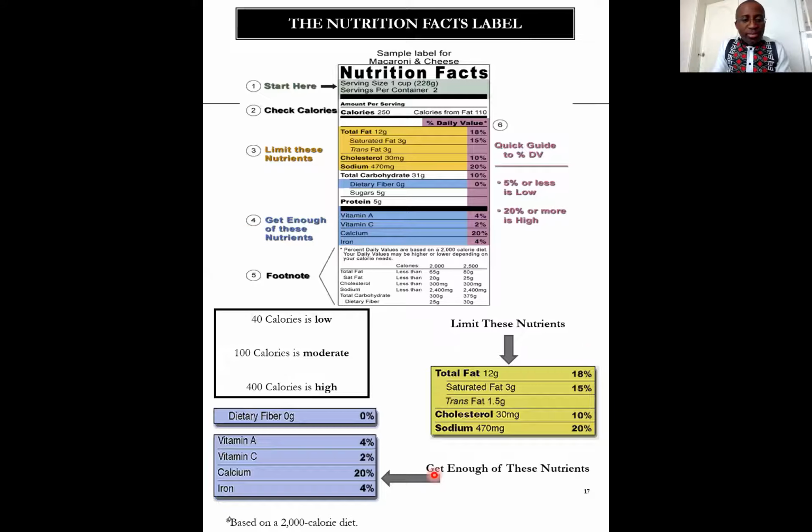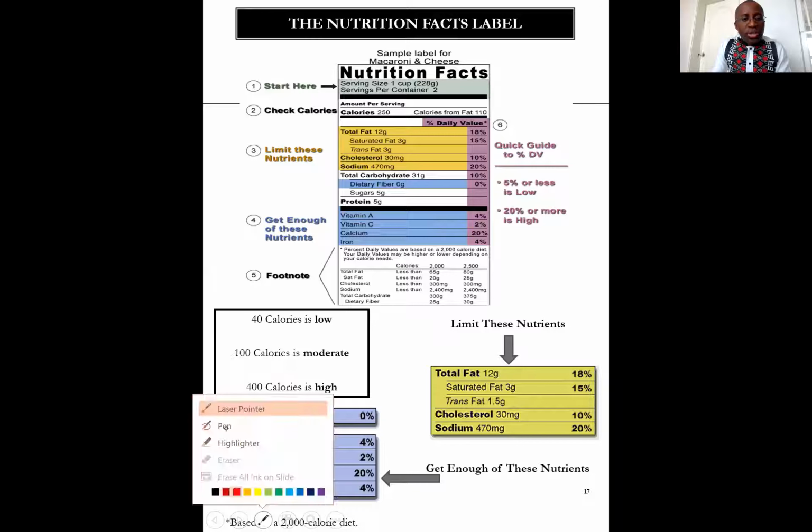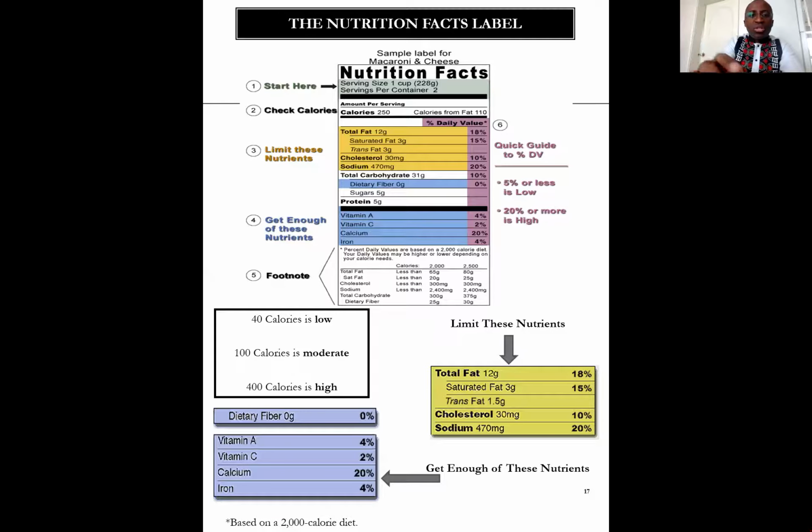Once again here, okay, we're going to look at these important nutrients, like I told you. I look at sodium and I look at calcium and iron. Calcium for the bones, children growth. Iron, we focus on what? Iron deficiency anemia. All right? And then you have the footnotes here. This is telling you what?